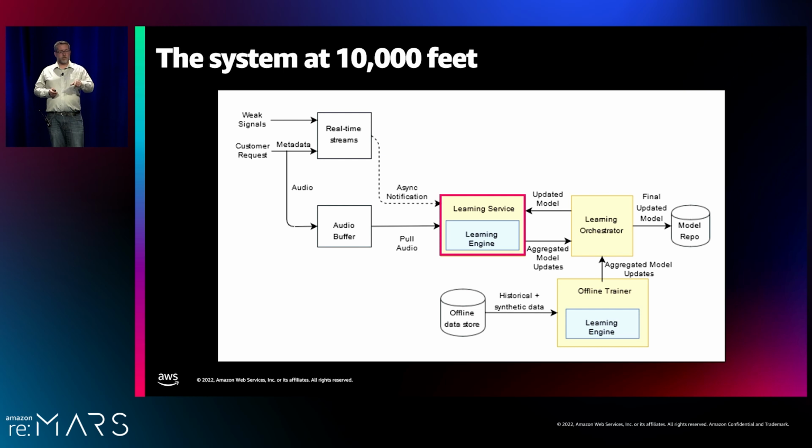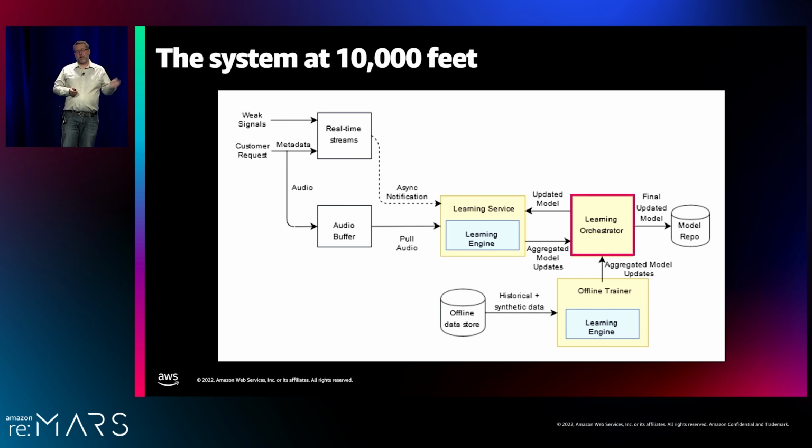The audio gets stored in a short-lived, in-memory audio buffer for a matter of minutes. And that's where we pull the audio from if we decide we want to learn from it. And this audio buffer already existed for some production use cases. And so our goal was to reuse it and not have to increase the retention time at all. So the learning service produces these model updates, remember, across hundreds of hosts, and then passes them into the learning orchestrator, which will produce the final updated model.